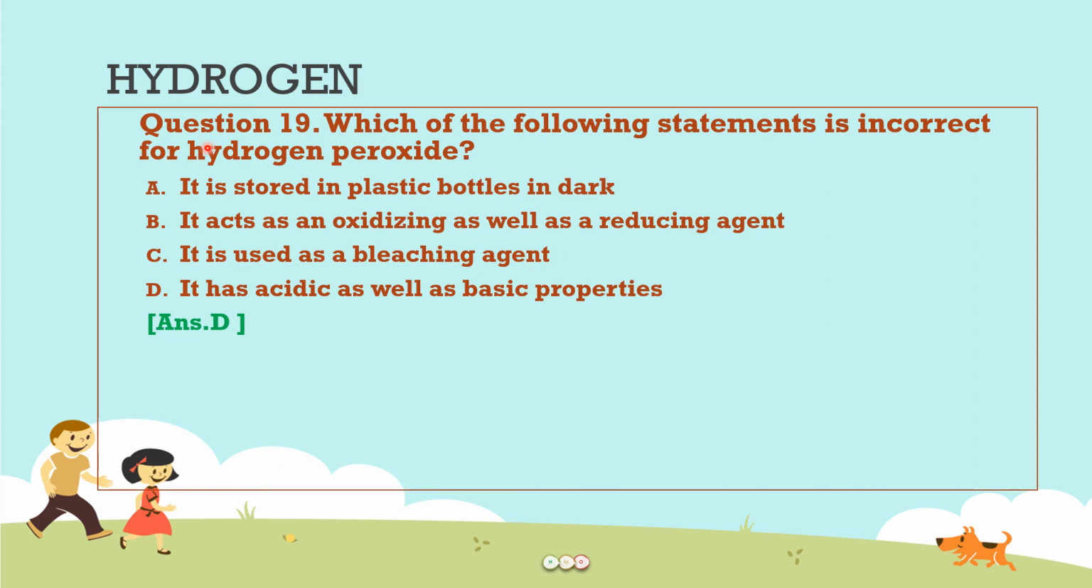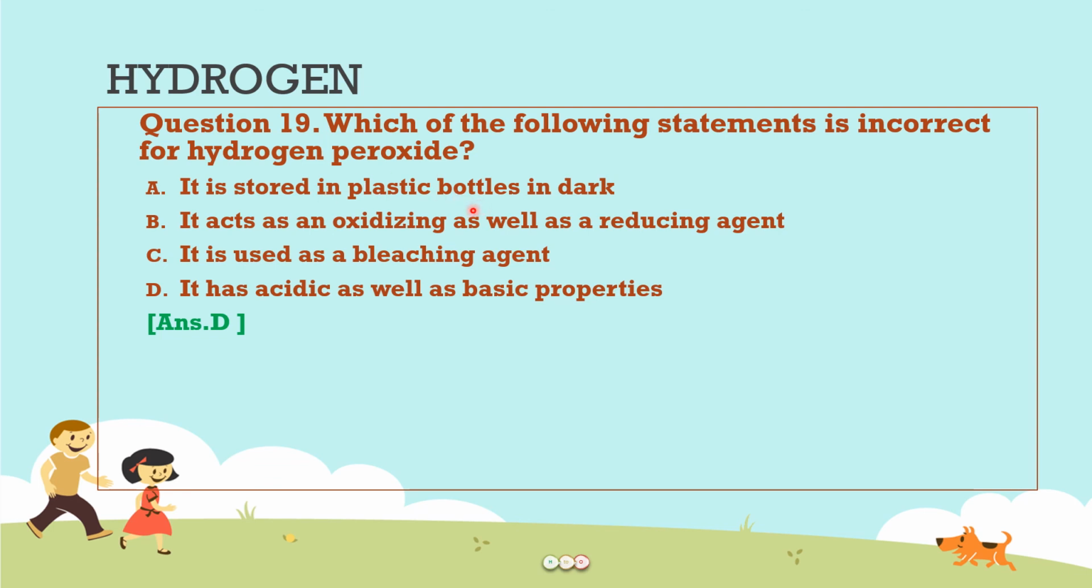Now why D choice? Let us look at all the choices one by one. The best way to practice is, when all the choices are given, you should understand each and every choice, because that helps you understand the concept better. So the first choice is: it is stored in plastic bottles in dark. Why is it stored in plastic bottles? Why is it stored in dark? These are two things you learn from this one statement. We've just talked about how hydrogen peroxide is thermally unstable, right? This means that even sunlight has some energy, which is heat energy, and that can cause the decomposition of hydrogen peroxide. That is why we store it in dark.